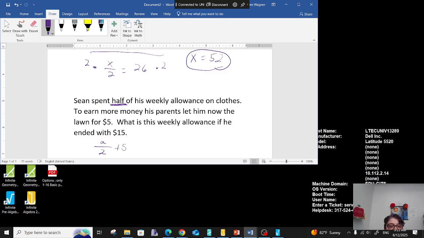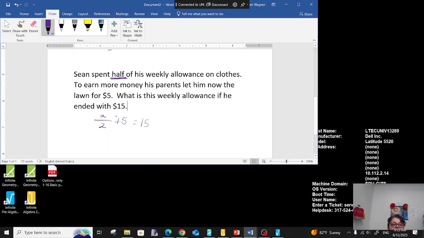Plus 5 is now equal to 15 because he now has $15. Does that make sense to everyone? Okay, to solve this, we would subtract 5.